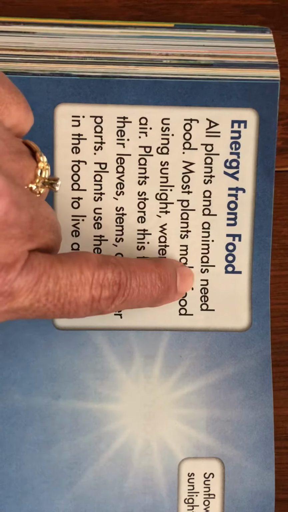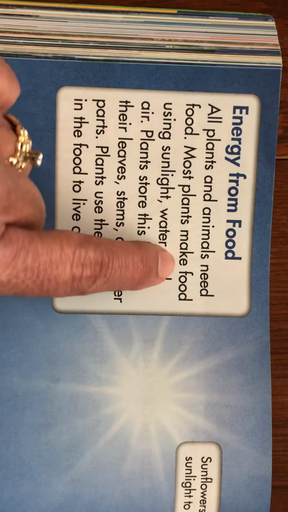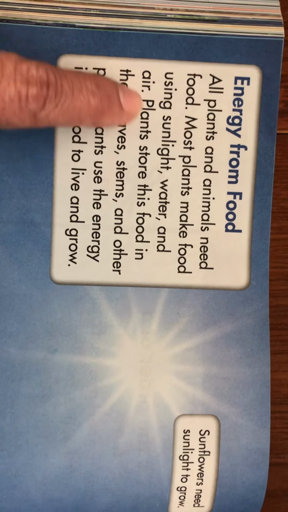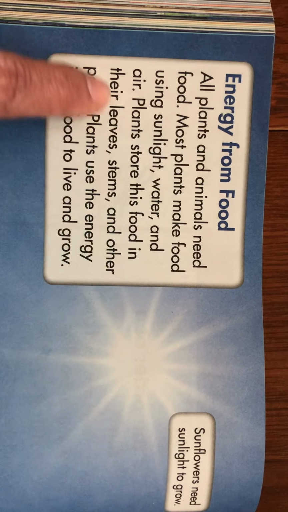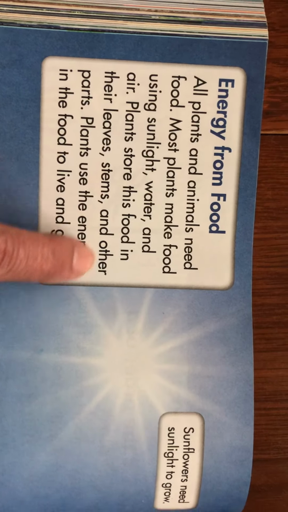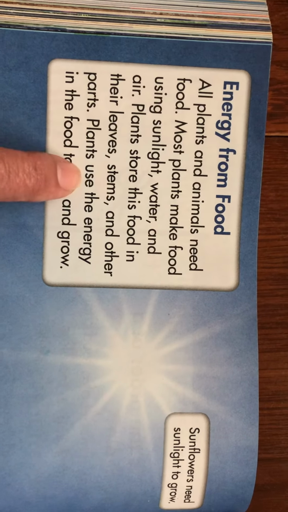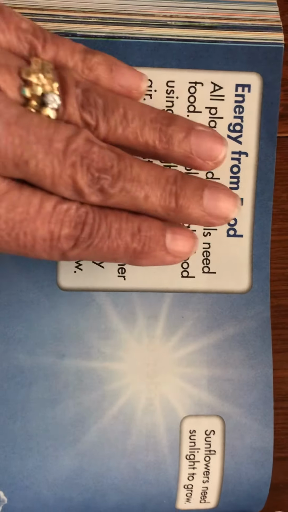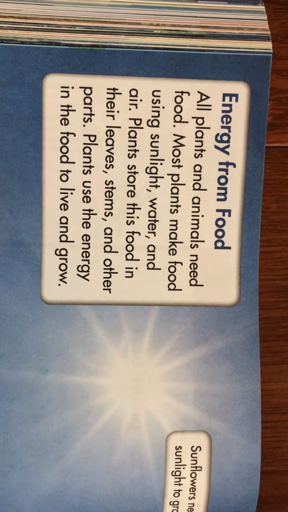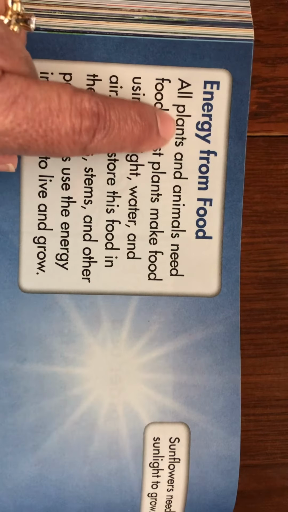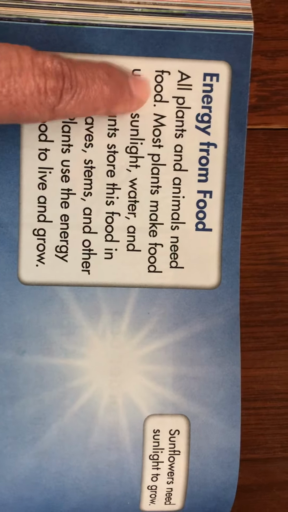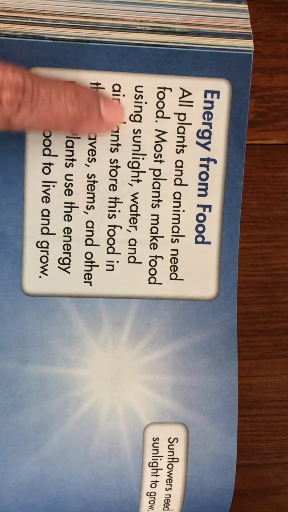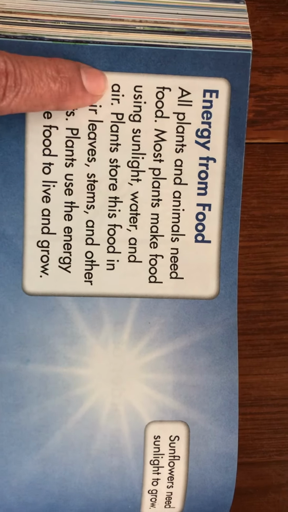All plants and animals need food. Most plants make food using sunlight, water, and air. Plants store this food in their leaves, stems, and other parts. Plants use the energy in the food to live and grow. So they've given us some information. Who needs food? All plants and animals need food. Okay? How do plants make their food? They use sunlight, water, and air.